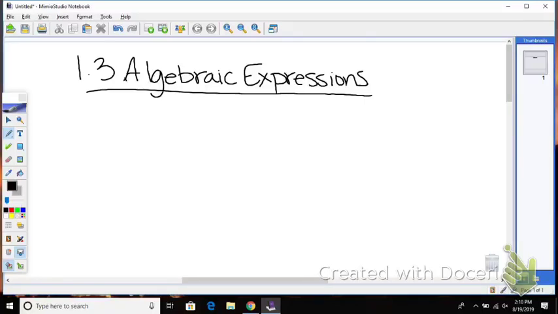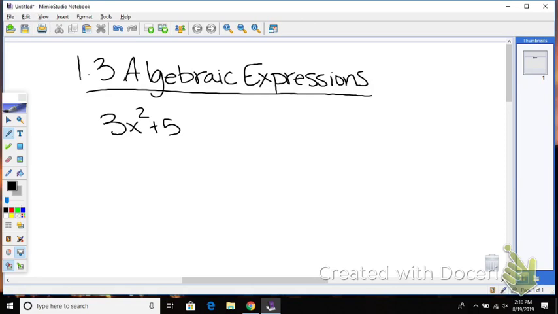Okay. Can anybody tell me the difference between an equation and an expression in math? There is an equal sign. An equation is blah, blah, blah equals 4. An expression is just the blah, blah, blah. So an expression could be something like this: 3x squared plus 5. Not equals anything. It's just an expression.